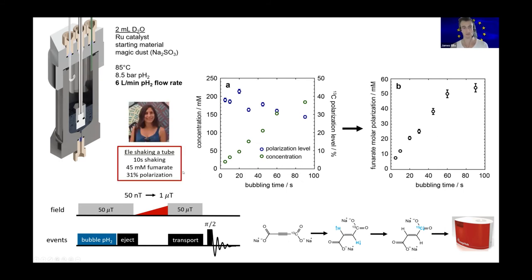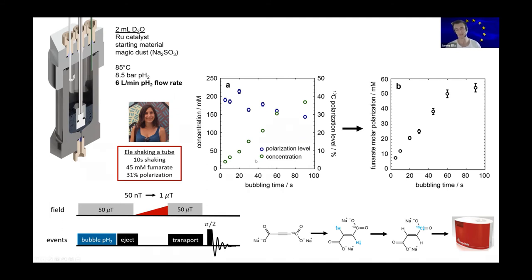And for a little comparison, when doing experiments in Torino, Eleonora shakes samples in glass tubes for 10 seconds. So doing that for the same reaction, she formed 45 millimolar fumarate at like 31% polarization. So if we look at our little plot down here, at 10 seconds of reaction time, she's actually up here. She's doing better than this steel reactor for the short reaction times. And I think that really goes to show how good it is just shaking tubes. And people are still doing it. For years and years, people have been shaking NMR tubes because it's a great way to get hydrogen into the solution.